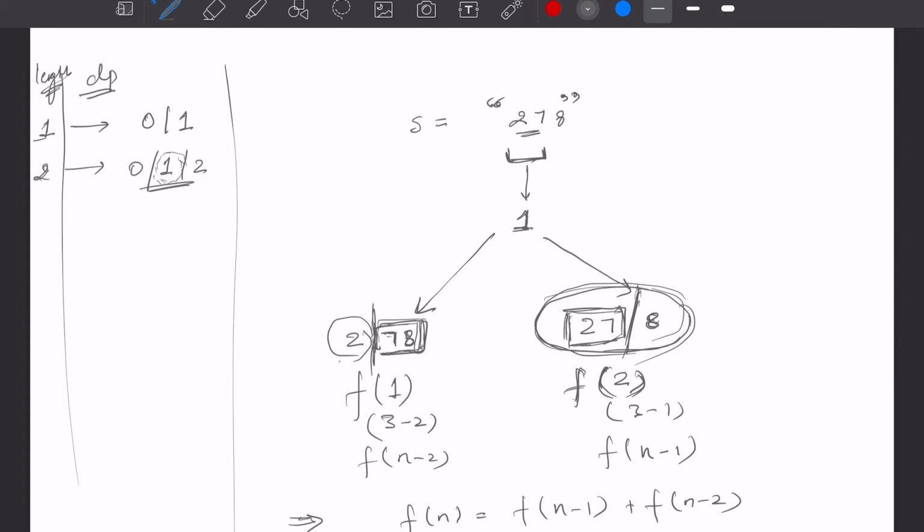To simplify, I have not considered the cases where this number can be a 0, or where the combination is going above 26. So this I have not yet considered, but when we will be coding, we will have to consider those, right?